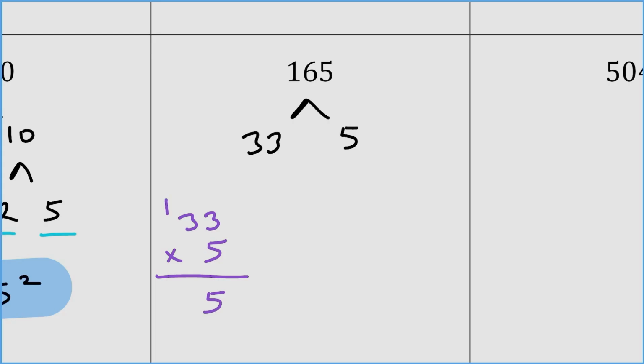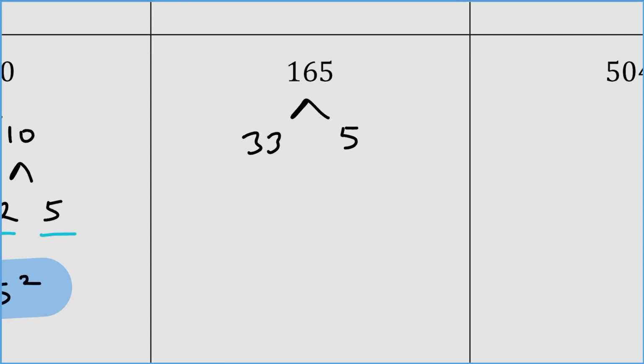165. Well, it ends in a 5, so it's guaranteed to be divisible by 5. Now, actually, what is 165 divided by 5? That is a good question. It is going to be, I want to say 33. I don't have my calculator on me, but let's double check this. 3 times 5, carry the 1, 15, 165. Yeah, we're good.